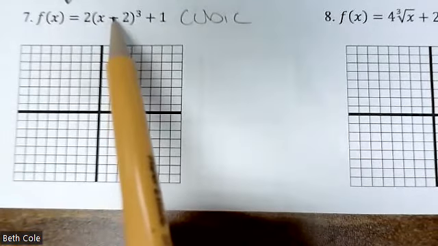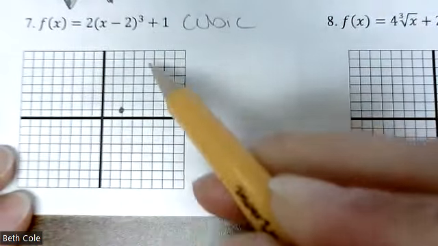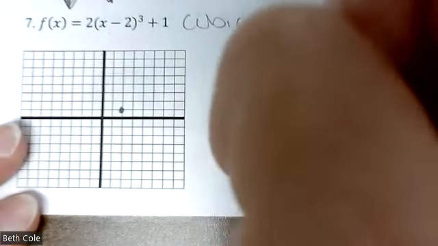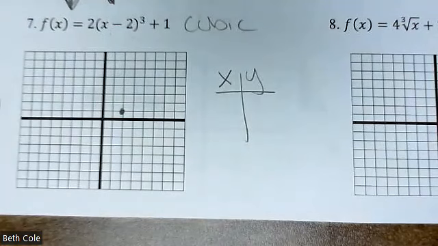Up 1, right 2. Okay, so up 1, right 2. That's the center. And so it's going to wiggle like this. Let's try and get another point. What do you want to try and plug in? If we get something unpleasant, we will just pick something else. It is not a big deal.